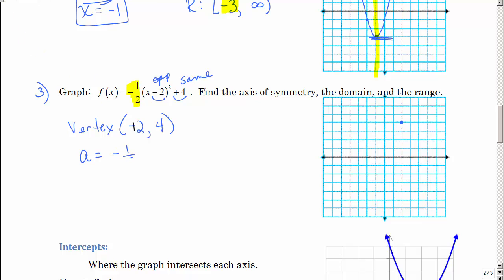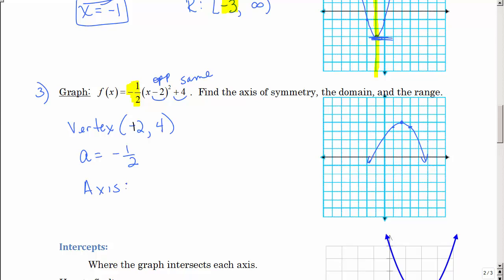And this time it's negative. So that tells me it goes down. So from our vertex, we're going to always go over 1 and then whatever A is. So I'm going to go down 1/2. Over 1 and down 1/2, both sides of the vertex. Again, that's just a rough sketch. It's not perfect, but it's good enough.